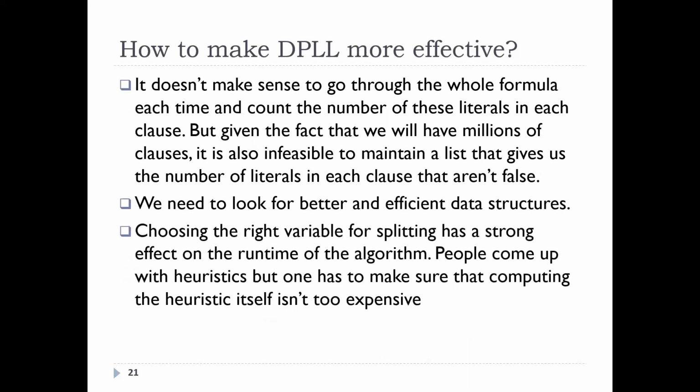Also, we can go for a heuristic approach. When we look for the splitting rule in which we try to pick a variable at random, instead of picking at random, we might choose the right variable using the right heuristic. That can help a lot in saving the runtime for the algorithm. People have come up with such heuristics, but we need to make sure that computing the heuristic isn't too expensive. So these are the steps in which we can make DPLL more effective.